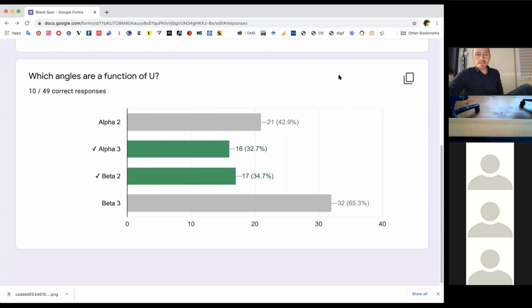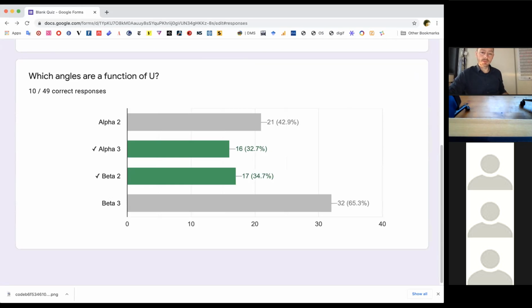So now in a real classroom, I could ask the people who gave the green answer, who said that alpha 3 is a function of u and beta 2 is a function of u, to explain to your colleagues why you think this is the case. Let me go back to the slides now, and then I will explain it to you.